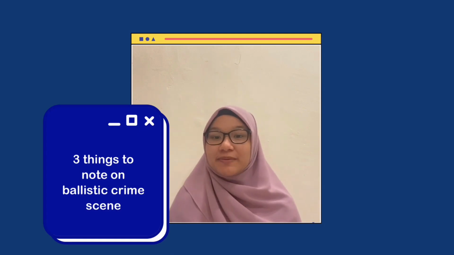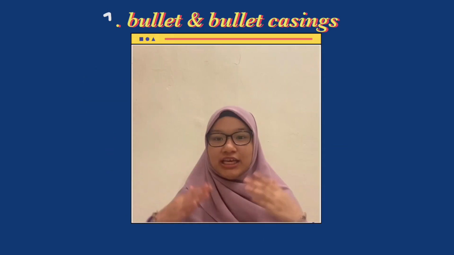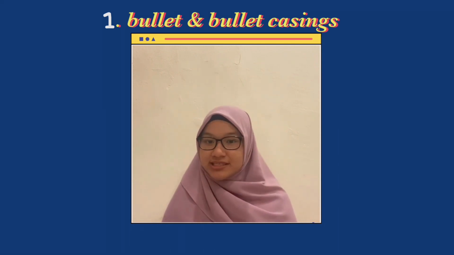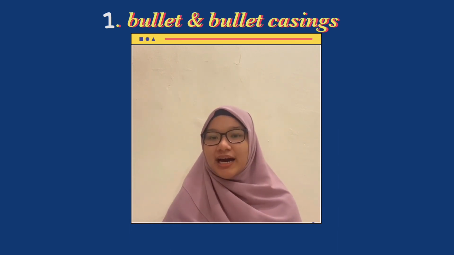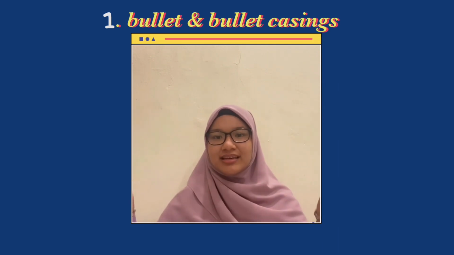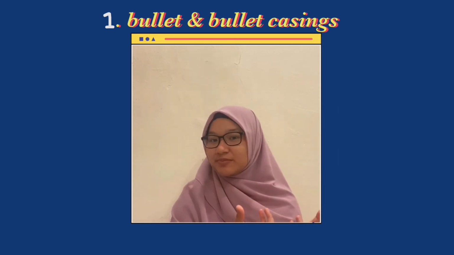What I'm going to talk about in my part are three things to note at a ballistic crime scene. First is definitely the bullet and the bullet's casing. If you go to a crime scene and you don't see any bullet or any bullet casing, how can you determine or deduce whether that scene is a ballistic crime scene? Because you don't have any proof, you don't have any of the ballistic items.